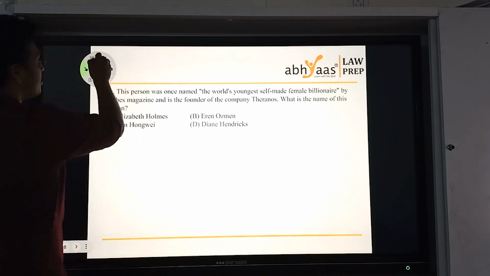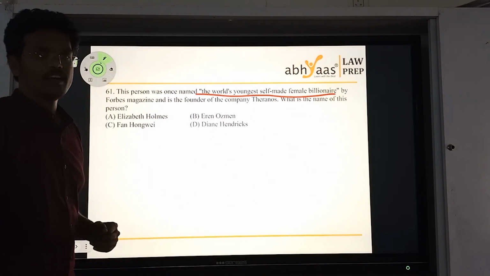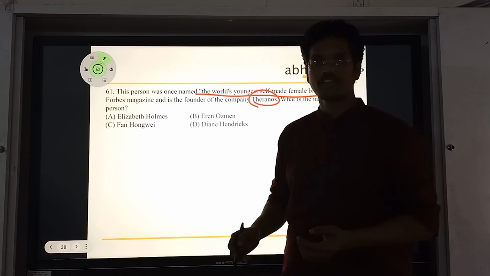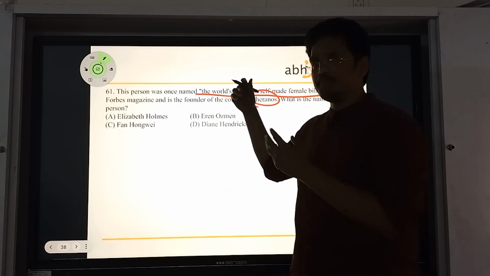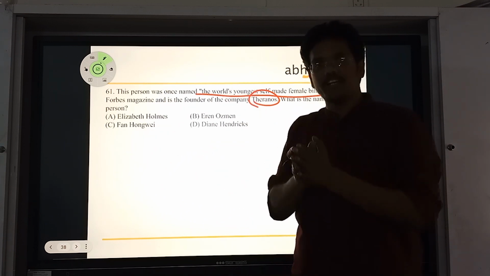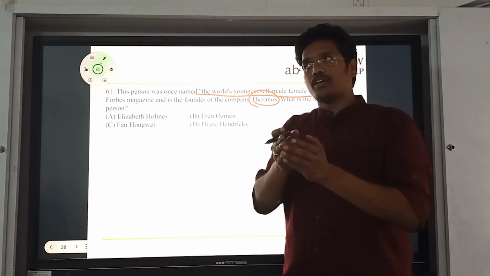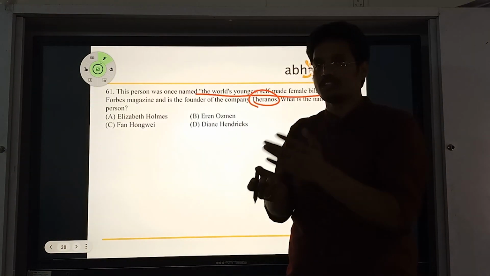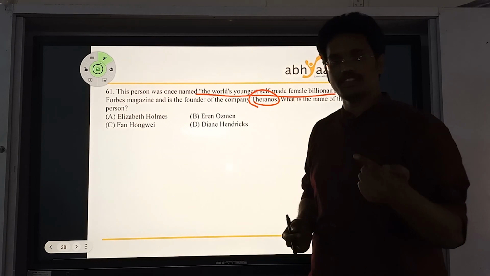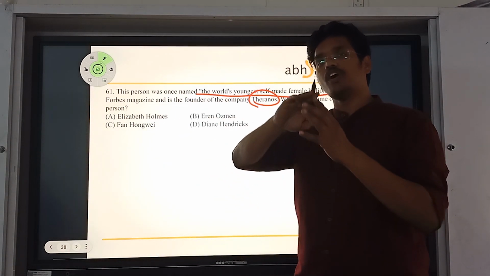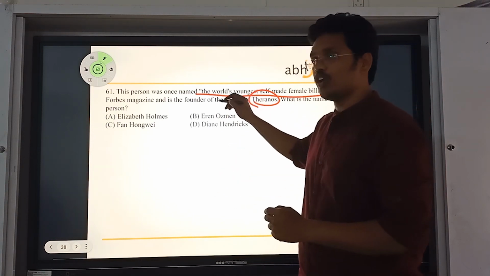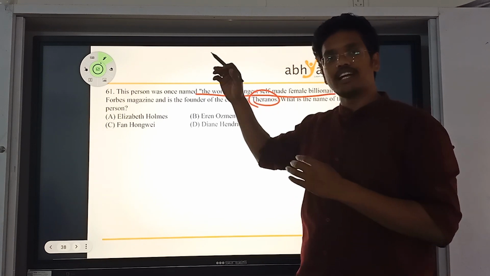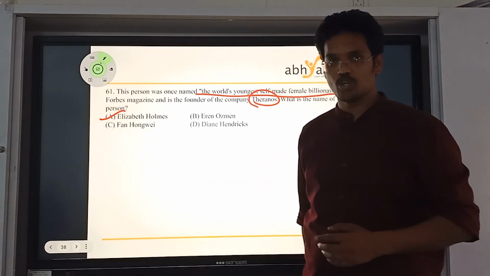This person was once named the world's youngest self-made female billionaire. One woman started a business called Theranos, which is regarding healthcare. She claimed to have invented a machine which can do blood tests even with a drop of blood. If we go to the hospital for a blood checkup, we have to give at least one syringe full of blood. But she claimed that she can do all types of blood tests with only one drop of blood, and because of that invention, Theranos grew many-fold, and later the company collapsed. It is also a bankrupt company. The person is Elizabeth Holmes.